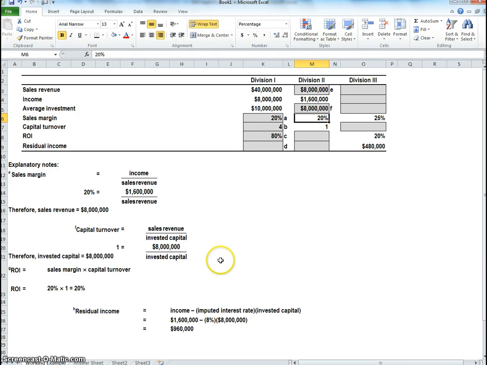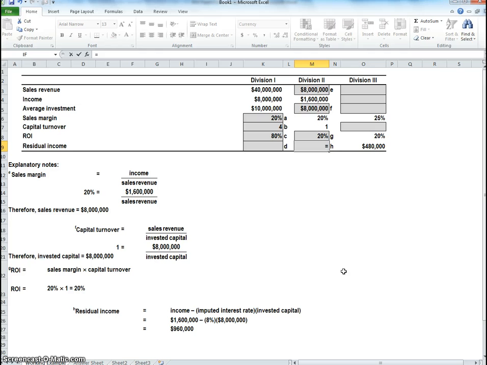All right, so now we have two of our variables solved for. Now let's think about what it'll take to get ROI. So we know the ROI formula is sales margin times capital turnover. So we know our sales margin, they gave us that. We know our capital turnover, they give us that. So that's a real easy one. And then lastly, residual income. Again, this is just straight out of our formula.